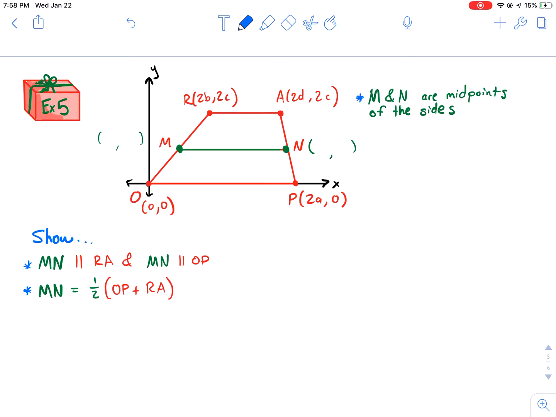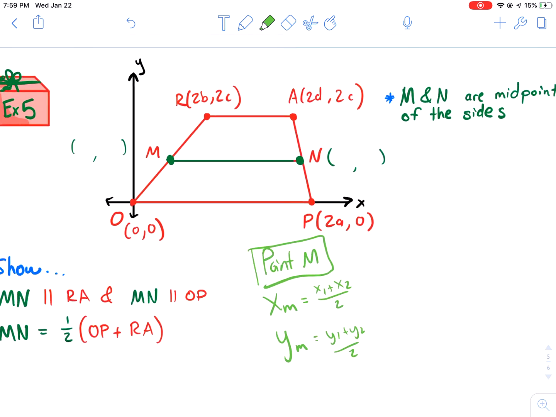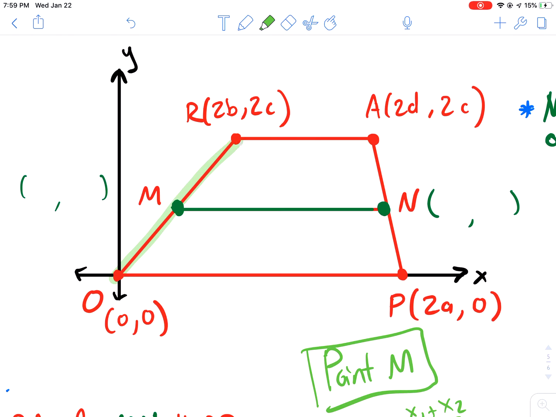Okay, so to find the coordinates for point M, we'll make that light green. We need two formulas. One, we need the midpoint formula for X, and we need the midpoint formula for Y. X1 plus X2 divided by 2, and then Y1 plus Y2 divided by 2. So we're going to have to label the points that we are interested in. For point M, we are interested in this line, so we are interested in these initial X values first to help us with our X value there.